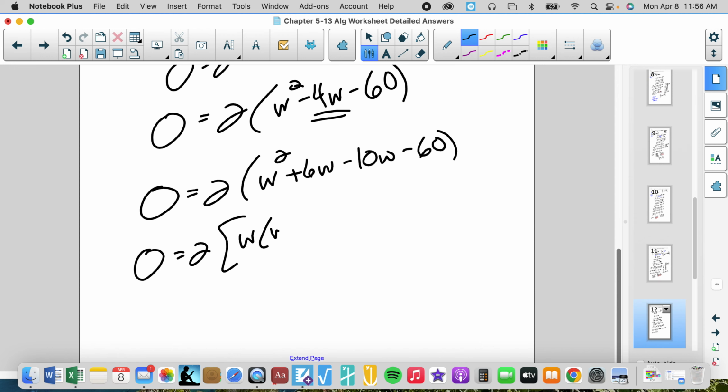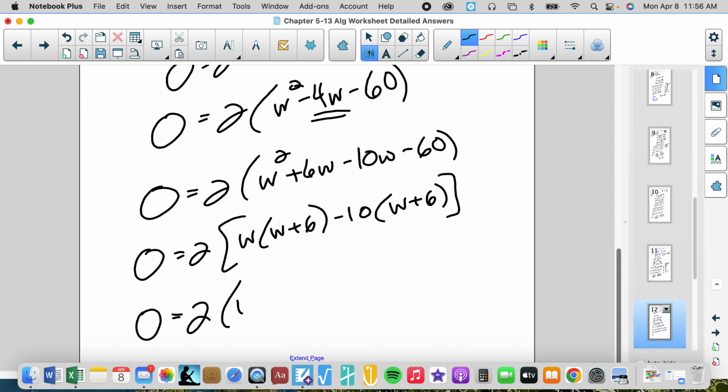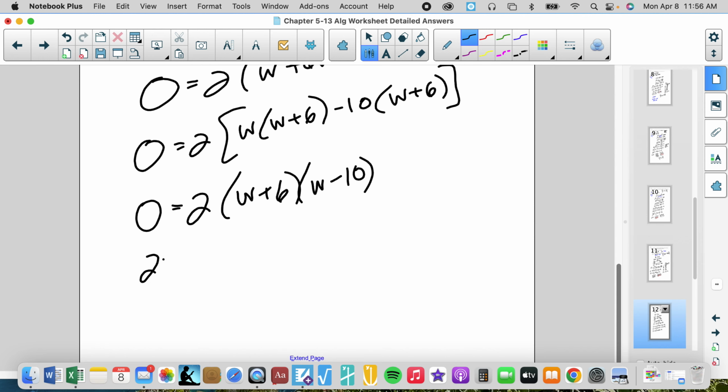We'll factor out a w. We get w plus 6. Factor out a -10. We get w plus 6. So my factored pairs look like that. Set each equal to 0.